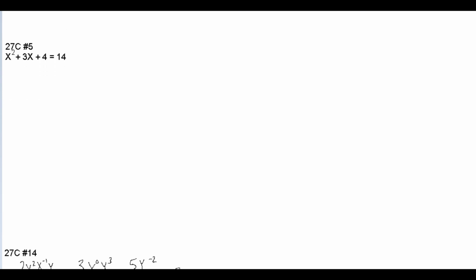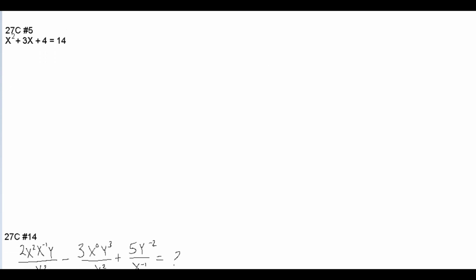All right, here's another example from worksheet 27C, number 5. x squared plus 3x plus 4 equals 14. So the very first thing that we have to do is make it equal 0. So we're going to subtract 14 on both sides. Okay, now this will be 0, and we will have x squared plus 3x minus 10. That's equal to 0.